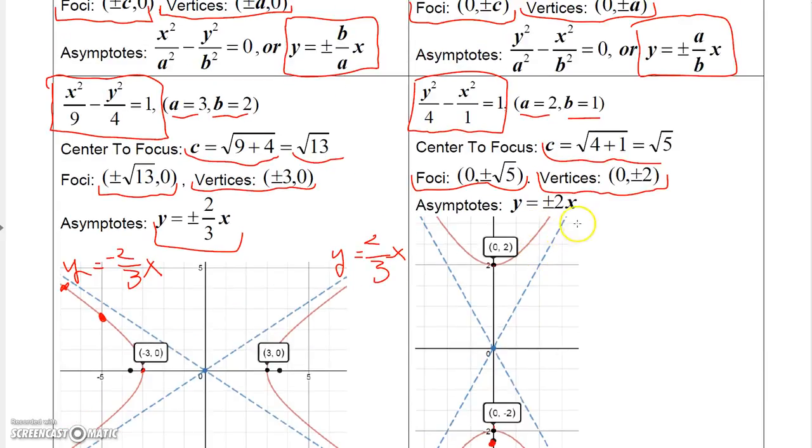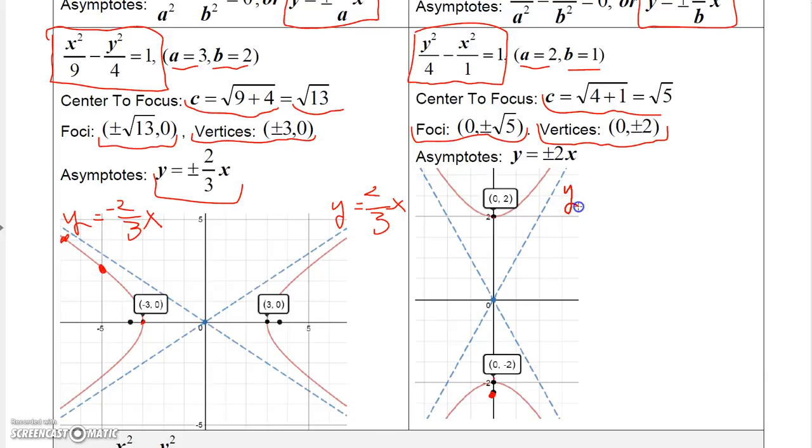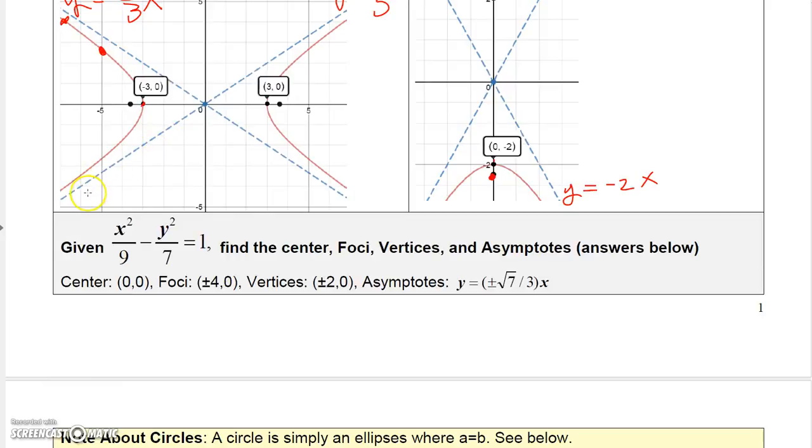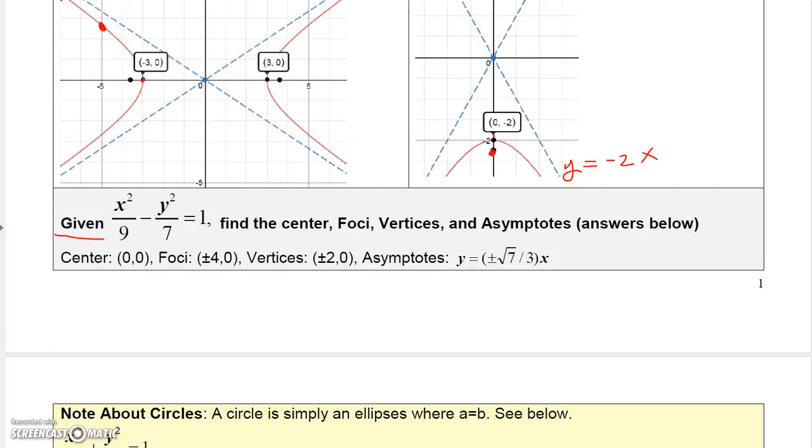And then in order to get the asymptotes, which actually helps you draw it, you would have y equals plus or minus a over b x, so that would be 2 over 1 x, which would just be y equals plus or minus 2x. So this slant asymptote is y equals 2x, and then this slant asymptote, I'll label it down here, is y equals minus 2x. And so that's your slant asymptote. There's a practice problem here that you can try, and the answers are given below it.